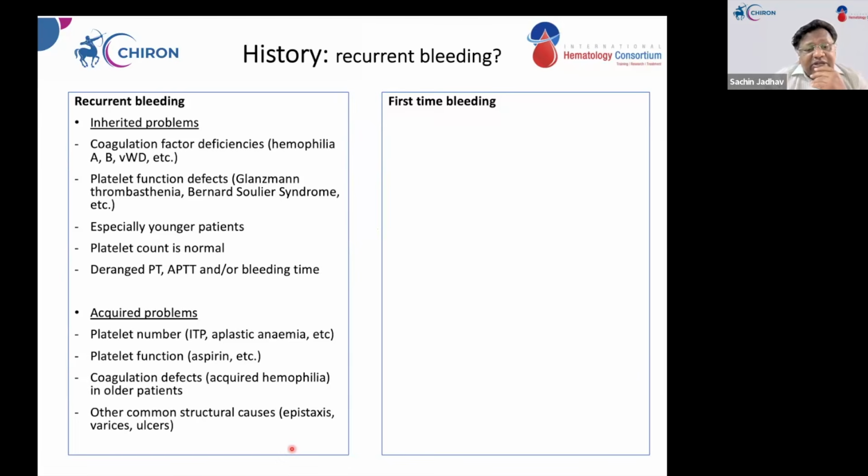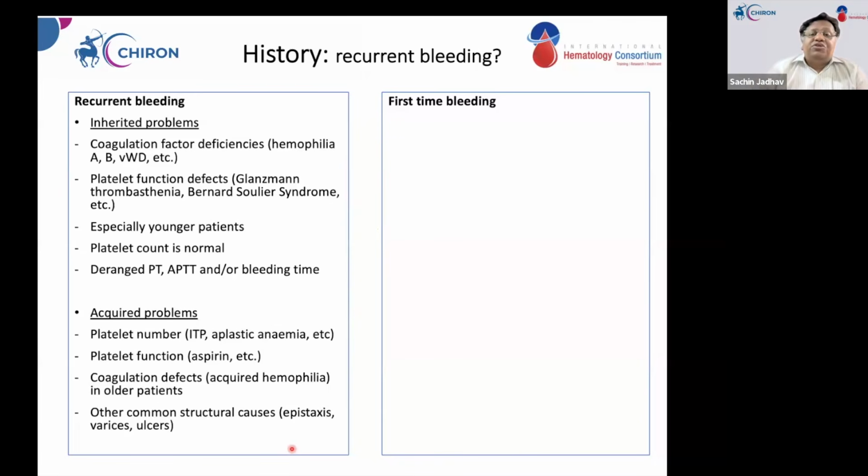Other structural causes of bleeding could be varices, esophageal varices, hemorrhoids, etc., right? Or gastric ulcers leading to hematemesis. And then, of course, epistaxis in the older patient group could be due to hypertension. So, if we are looking at recurrent bleeding, then these are the conditions that we are thinking of.